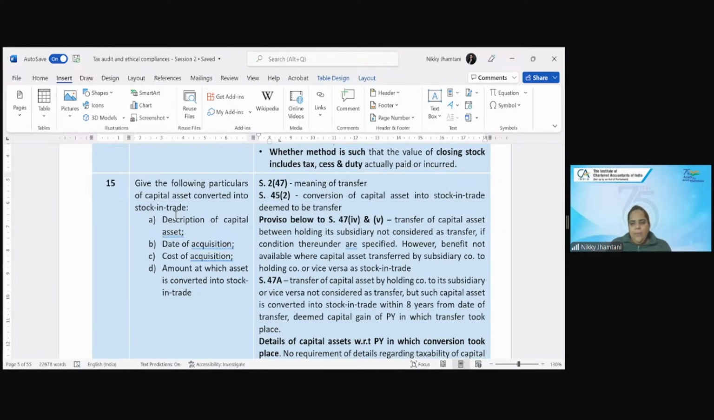So इसके लिए you should first know the provisions, Income Tax Act के क्या provisions हैं, so that अगर कहीं पे भी अटको तो you can at least refer the provisions. So 2(47) defines the meaning of transfer. Section 45 subsection 2 deals with conversion of capital asset into stock in trade deemed to be transfer. 45(2) clearly बोलते हैं कि अगर आप convert करते हो capital asset into stock in trade तो वो transfer मान लिया जाता है for the purpose of capital gains.